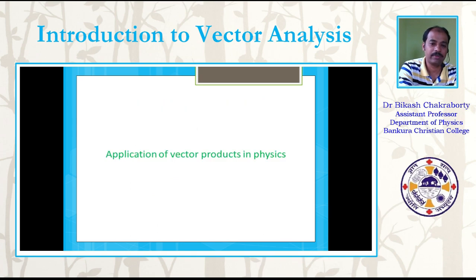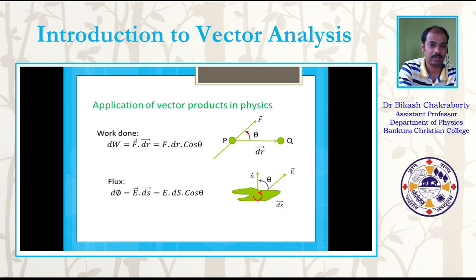Now, applications of vector products in physics. First, the dot product. We all know work done: dW is equal to F dot dr, which is equal to F times the magnitude of dr times cos theta, as shown in the figure. Flux, you all know: electric flux, magnetic flux. d phi is equal to E dot dS, which is equal to E times dS times cos theta.